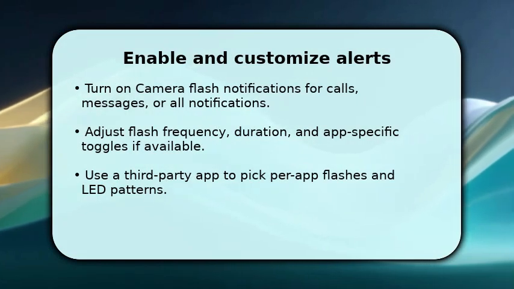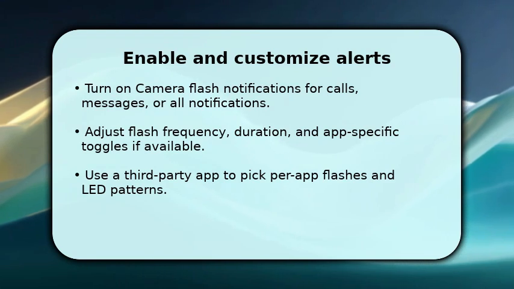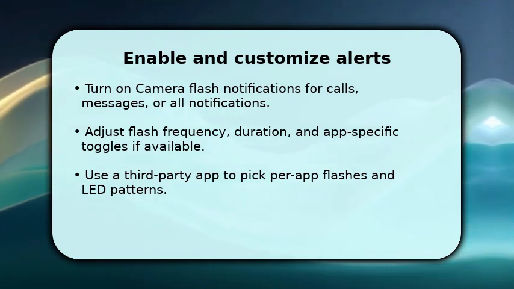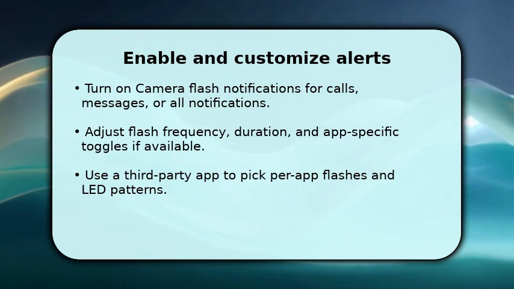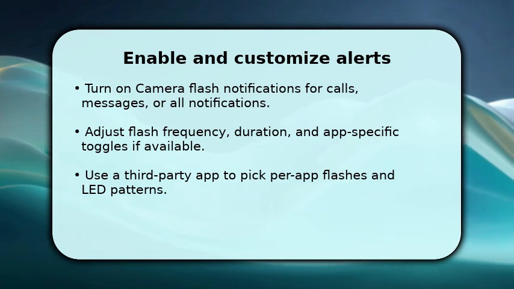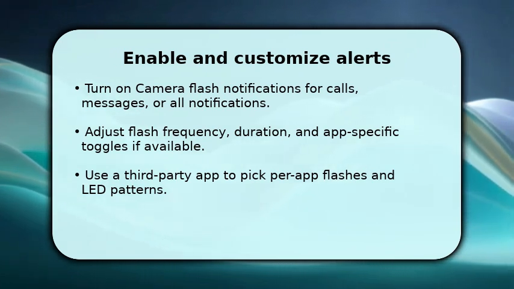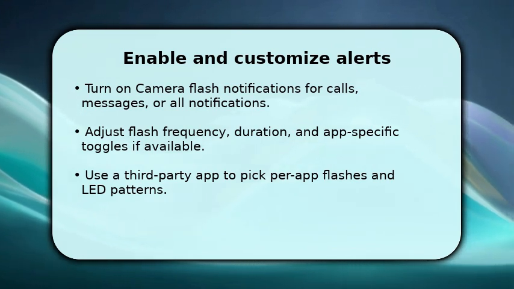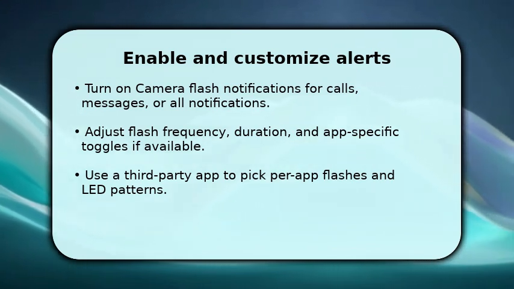You'll usually see choices for incoming calls, messages, or all notifications. Choose what you need. Next, customize frequency and duration so the flash pattern is noticeable but not overly distracting. If MIUI built-in controls are limited, install a trusted third-party app and grant it notification and camera access. Then select specific apps and set patterns.